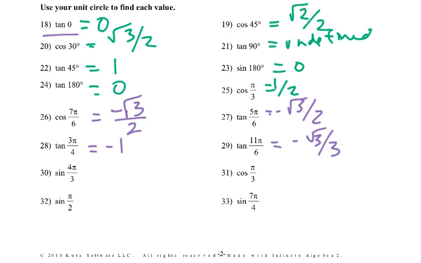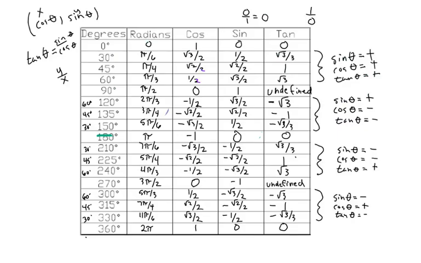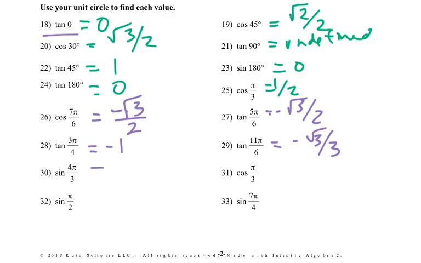Okay, now 4 pi thirds and just pi thirds, the sine and the cosine. So sine is negative square root of 3 over 2, cosine is 1/2. So negative square root of 3 over 2 and 1/2.